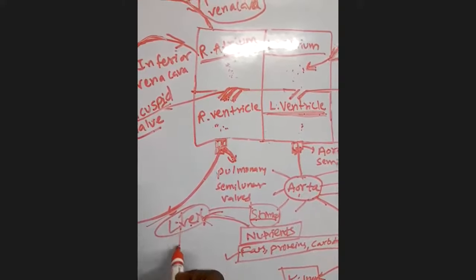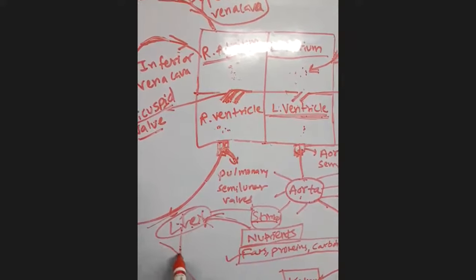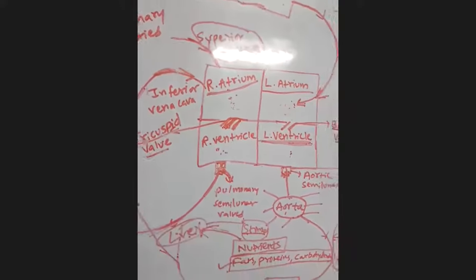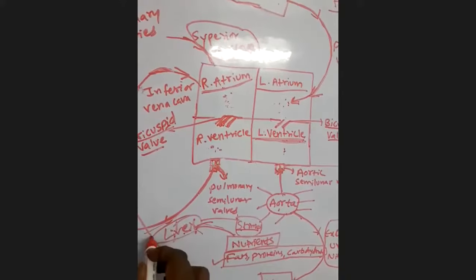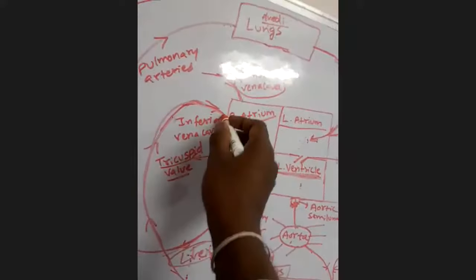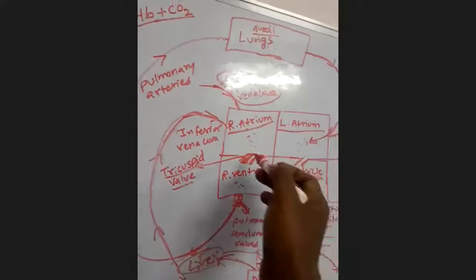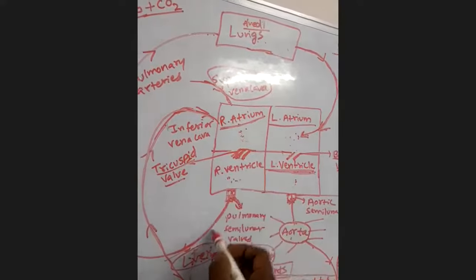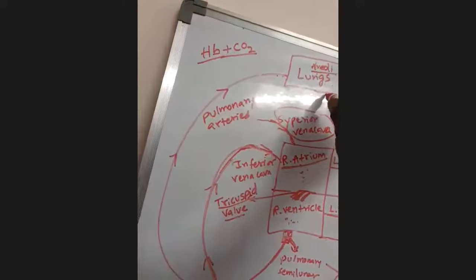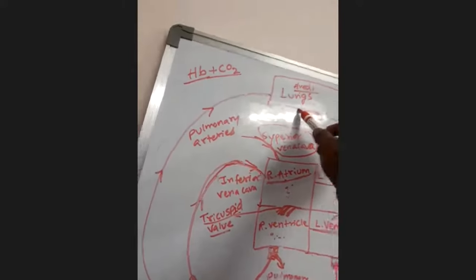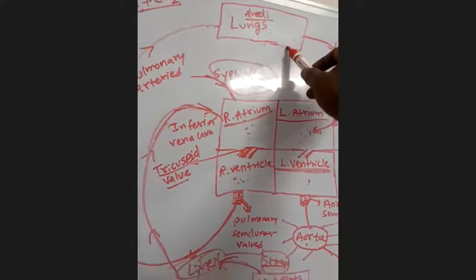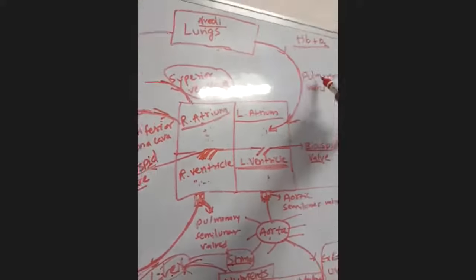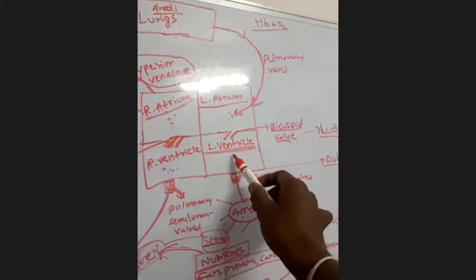Again, this blood is coming to the right atrium. Now we have connected this, right? Again, this blood will move from the right atrium to the right ventricle. From there, it moves through the pulmonary arteries to the lungs. There, exchange of gases is happening, and the blood gets oxygenated. That is moving to the left atrium through the pulmonary veins, then to the left ventricle.